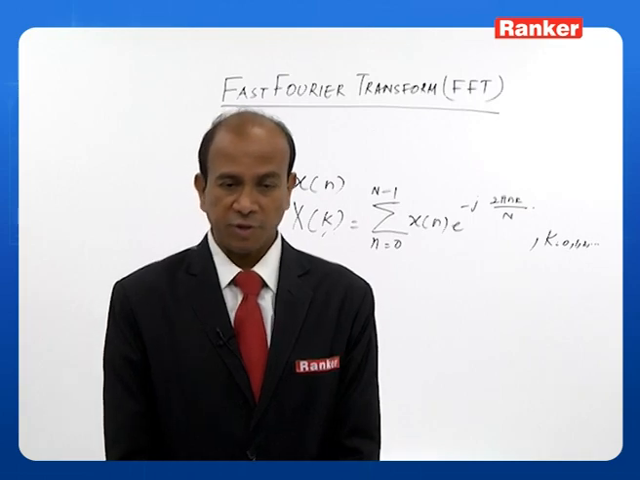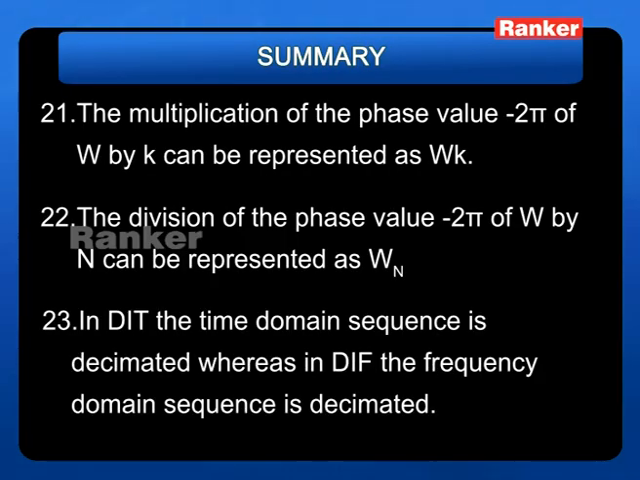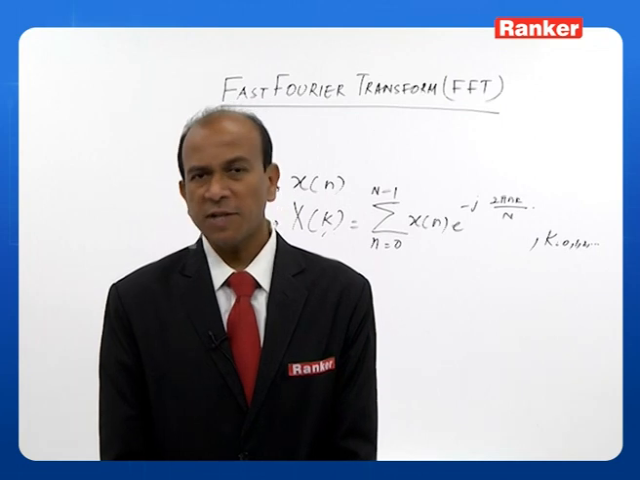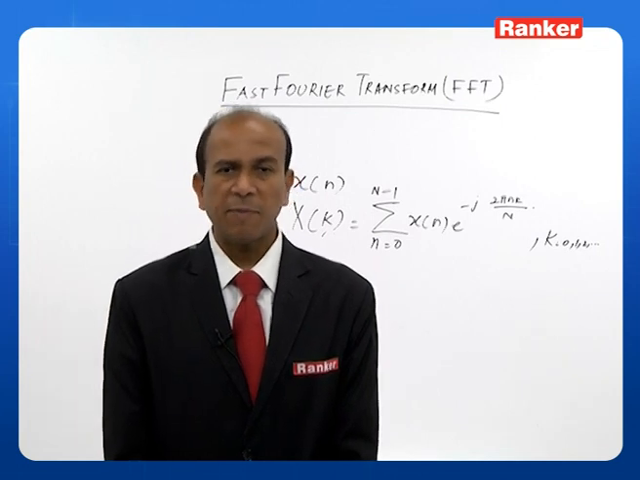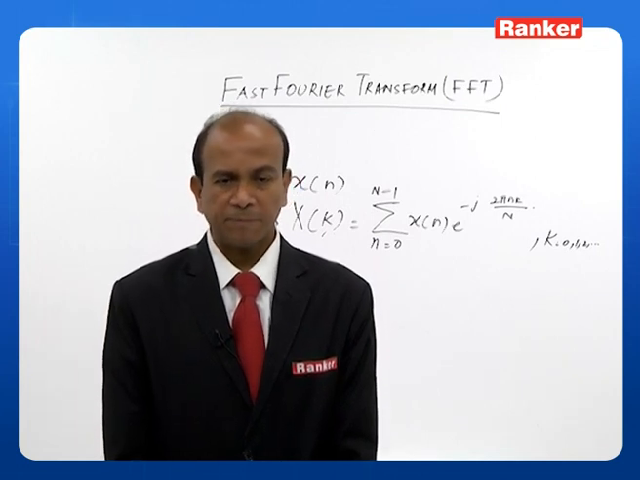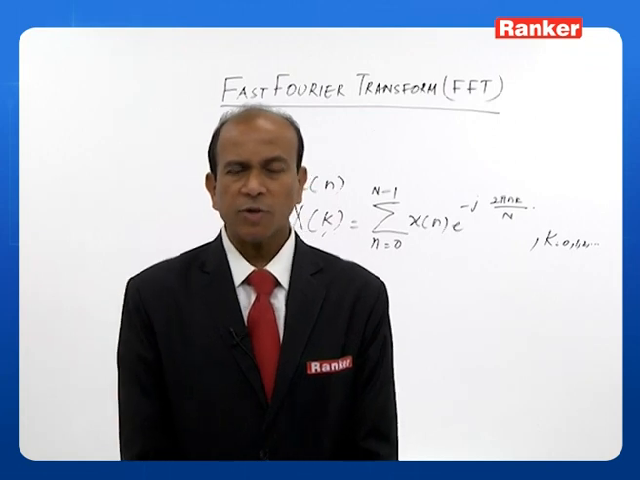That is division. In DIT, that is decimation in time, the time domain sequence is decimated, whereas in DIF, that is decimation in frequency, the frequency domain sequence is decimated. So, DIT is decimation in time, DIF is decimation in frequency, very easy to remember. Let us look at the 24th point. What does this 24th point say?